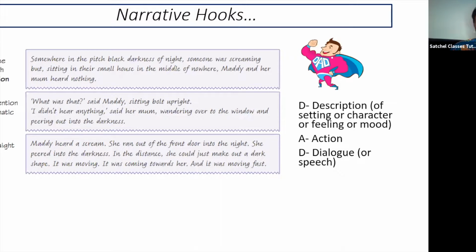Or you could use dialogue or speech. "What was that?" said Maddie, sitting bolt upright. "I didn't hear anything," said her mother, wandering over to the window and peering into the darkness. So you can see that they're having this conversation. It's engaging for us. The narrative hook is getting the reader involved.